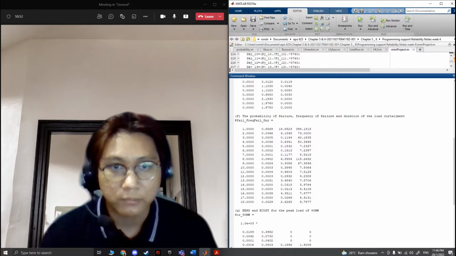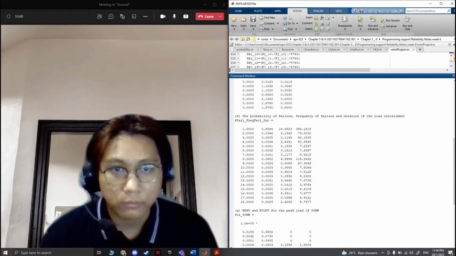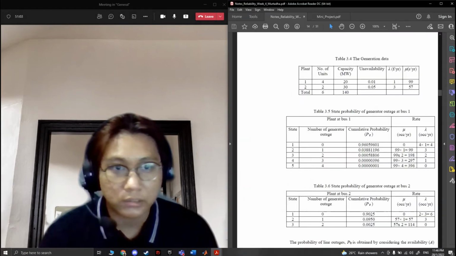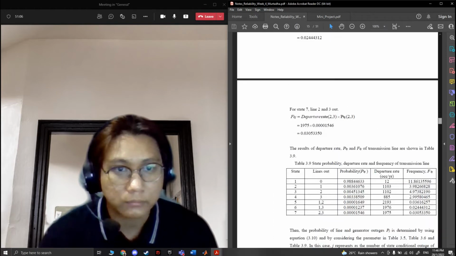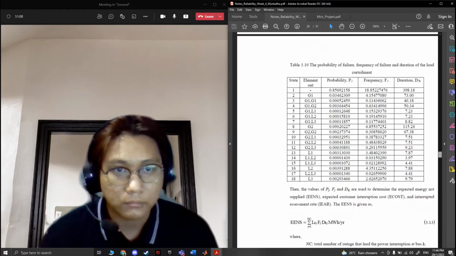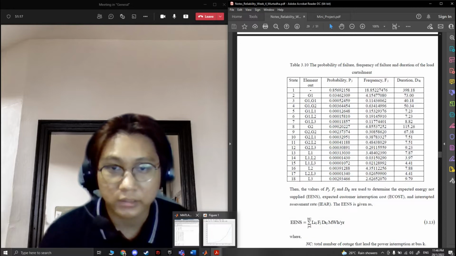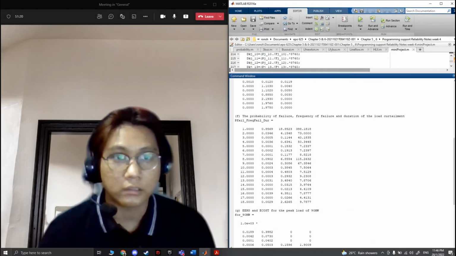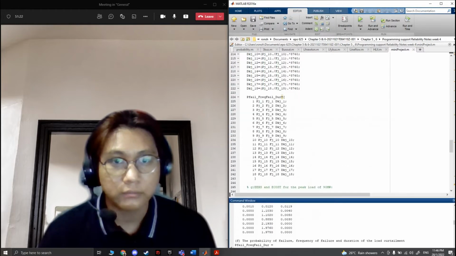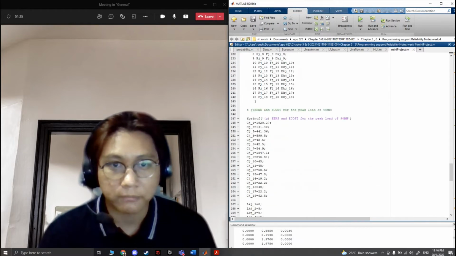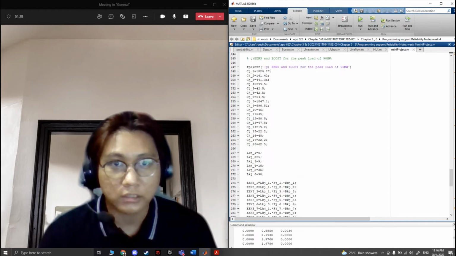Here we can see the first state here is 0.8569, 18.8523, and 398.18. And if we compare to the table given right here, 0.85, 18.852, 398.18, which varies as a comparison, and is correct.